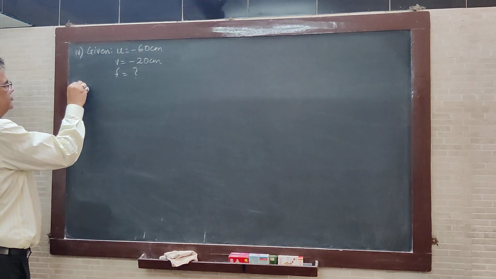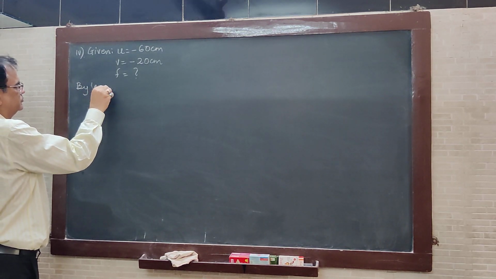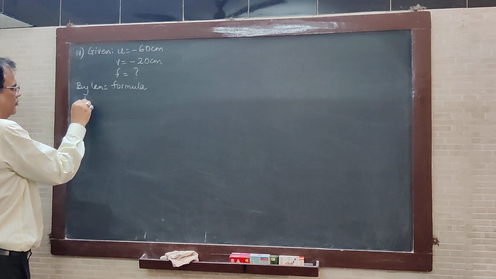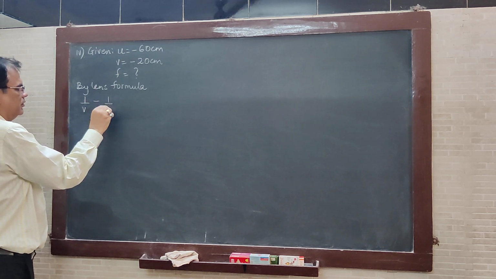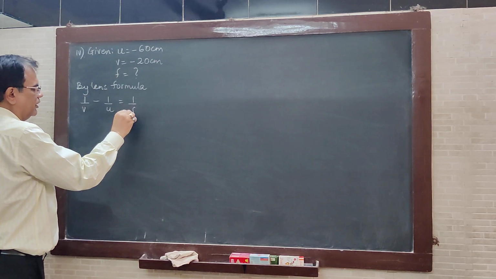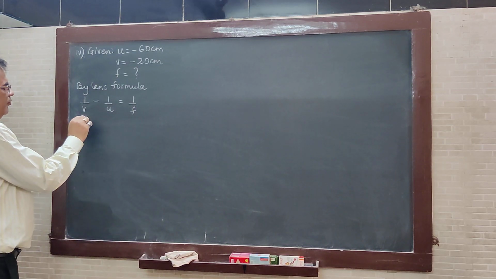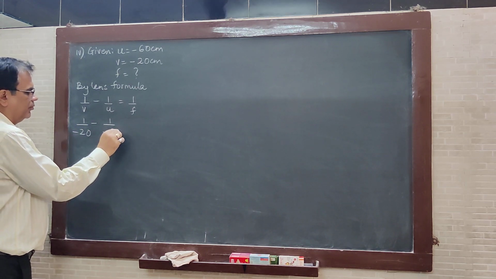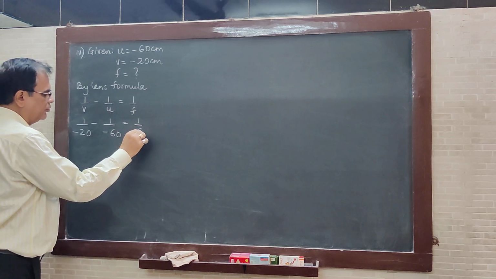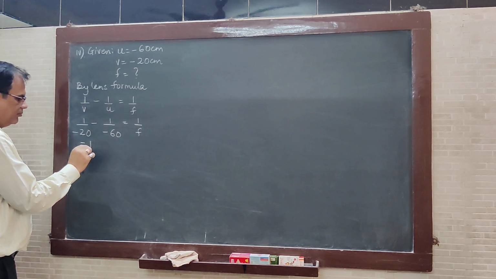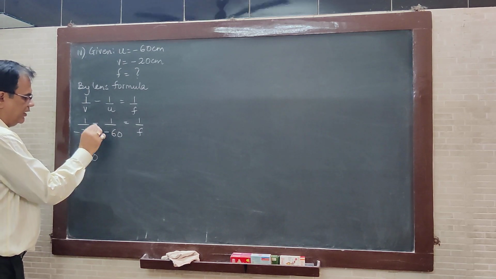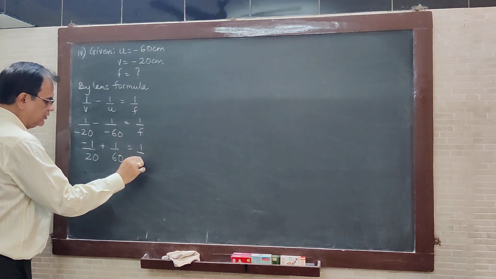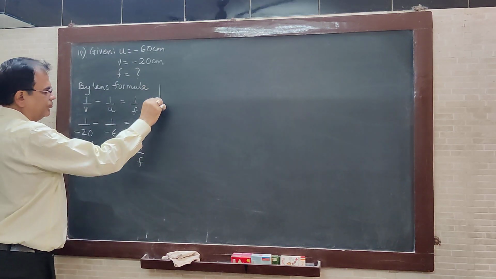So by the lens formula, 1 upon v minus 1 upon u is equal to 1 upon f. This minus sign will come up. So minus 1 upon 20 plus 1 upon 60 is equal to 1 upon f.